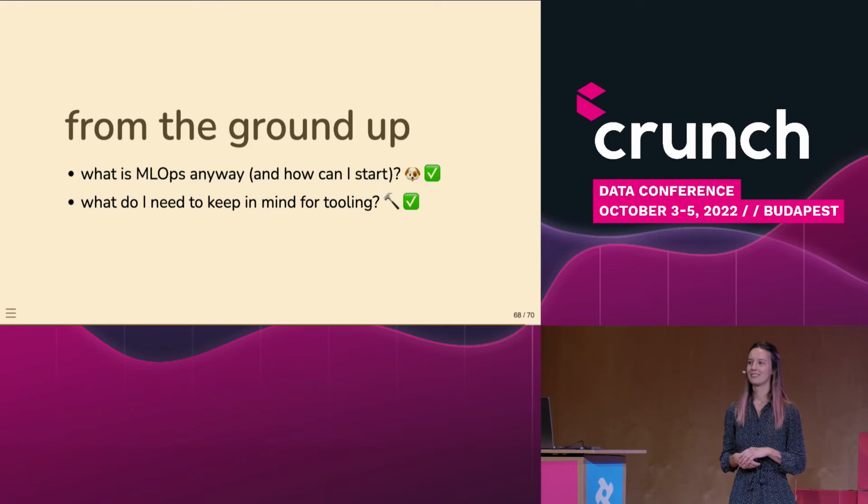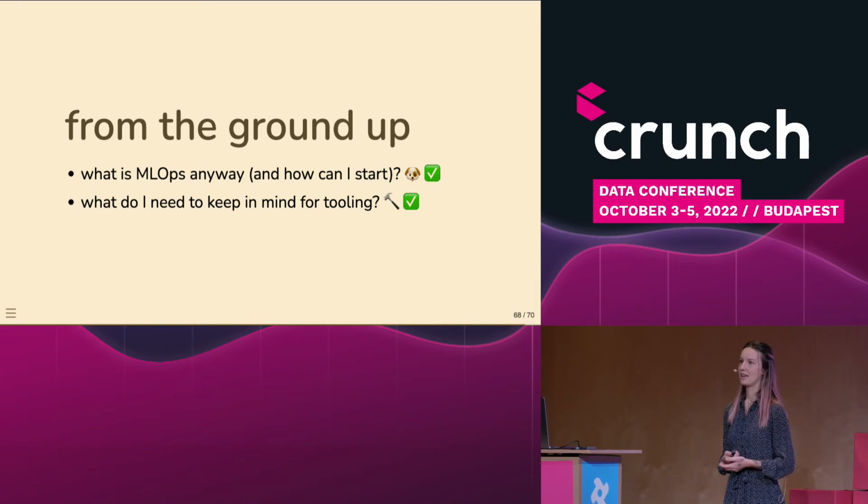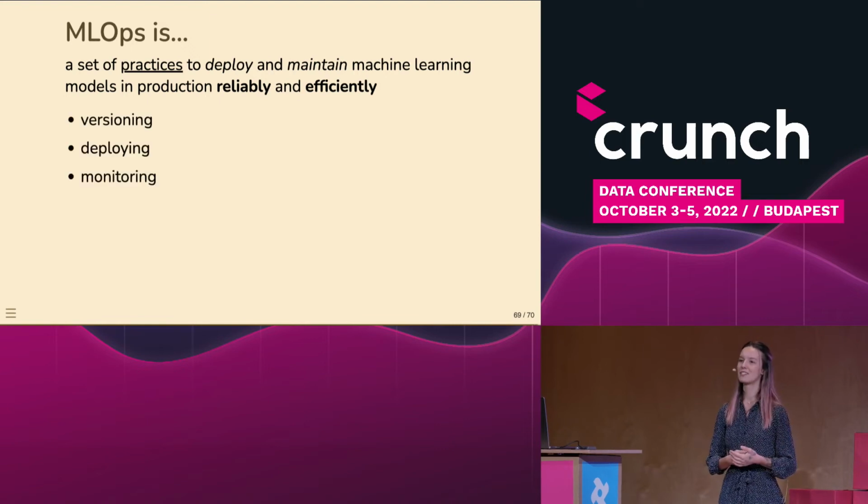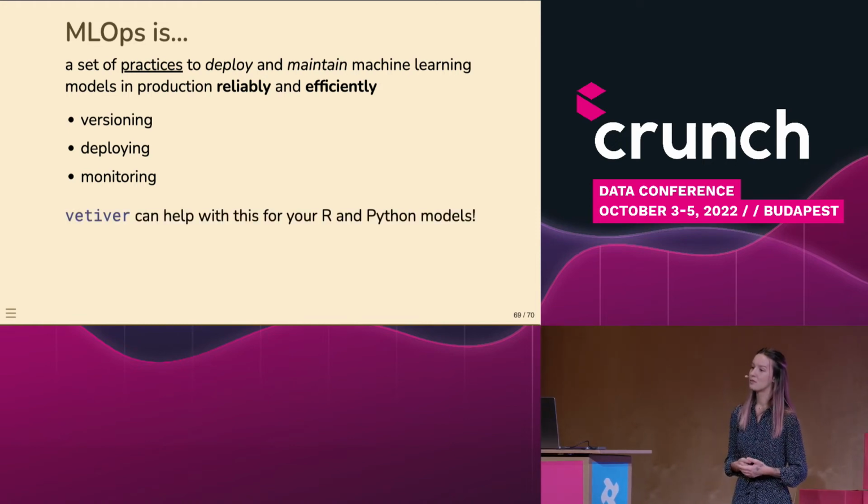All right. So we understand what MLOps is, and we know what to keep in mind for tooling. And as a quick recap, they are practices such as versioning, deploying, and monitoring. We're keeping models in production reliably and efficiently, hoping to lower the cognitive load of people's data science full life cycle. Vetiver can help you with this for R and Python.